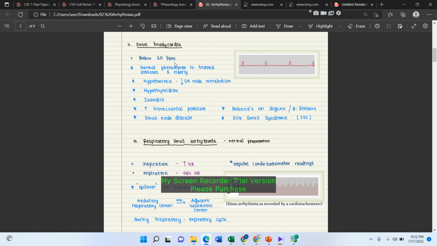So if we talk about sinus bradycardia, it has a heart rate of below 60 beats per minute. It's a normal phenomenon in trained athletes and the elderly. Other causes are hypothermia, SA node metabolism, hypothyroidism, jaundice, and intracranial pressure. Sinus bradycardia is when the heartbeat is below 60, so it's a very low heartbeat.